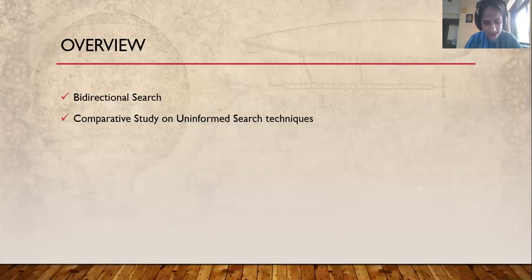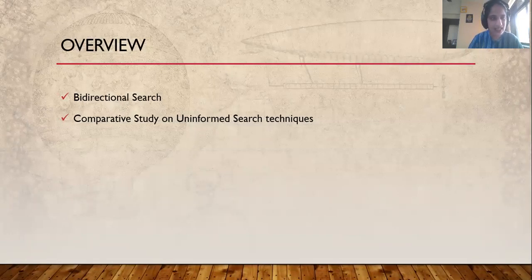If we recall what all uninformed search categories we have seen, we have seen breadth first search, we have seen depth first search, and we also saw what is known as iterative deepening depth first search. Today we are going to understand another category of searching, which we also call uninformed search. The discussion will be on something known as bidirectional search.